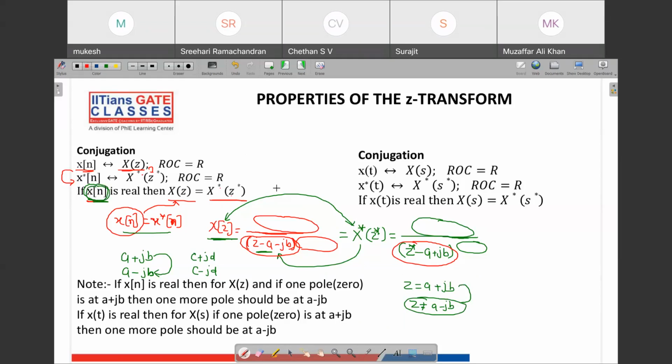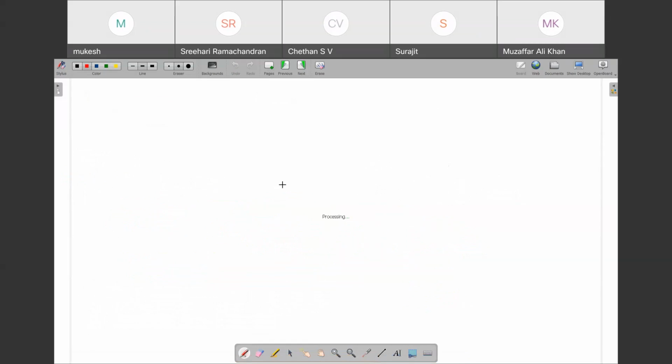Similarly, for a continuous time signal, when you take the Laplace transform, you have the same property here. Whenever the signal x of t is real, then its poles and zeros, if they are complex, should be in the form of complex conjugates. Does anyone have any doubt? Let me go to the next slide then.